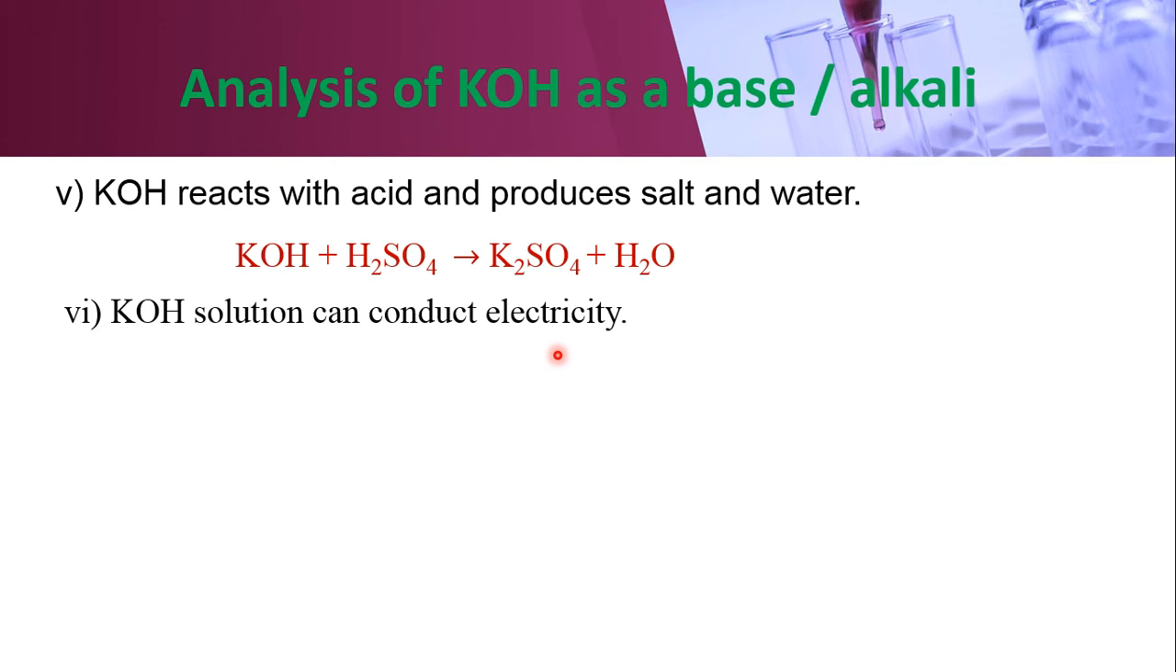So, from the above properties of potassium hydroxide, we see that the properties of potassium hydroxide are the same as the properties of a base. So, from there we can tell that potassium hydroxide possesses all the properties of a base. So, potassium hydroxide is also a base.